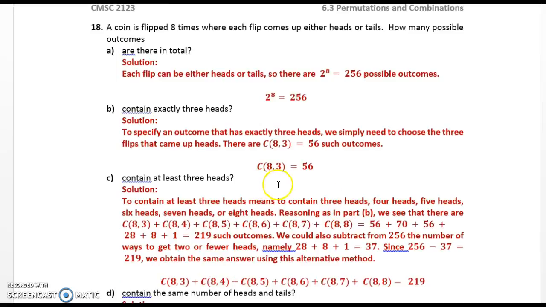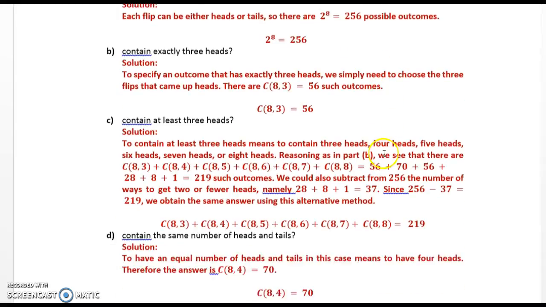A coin is flipped 8 times where each flip comes up either heads or tails. How many possible outcomes are there in total? Solution: each flip can either be heads or tails, so there are 2 to the 8th, or 256 possible outcomes. Contain exactly 3 heads. To specify the outcome that has exactly 3 heads, we simply need to choose 3 flips that came up heads. There are C of 8, 3, equal to 56 such outcomes.